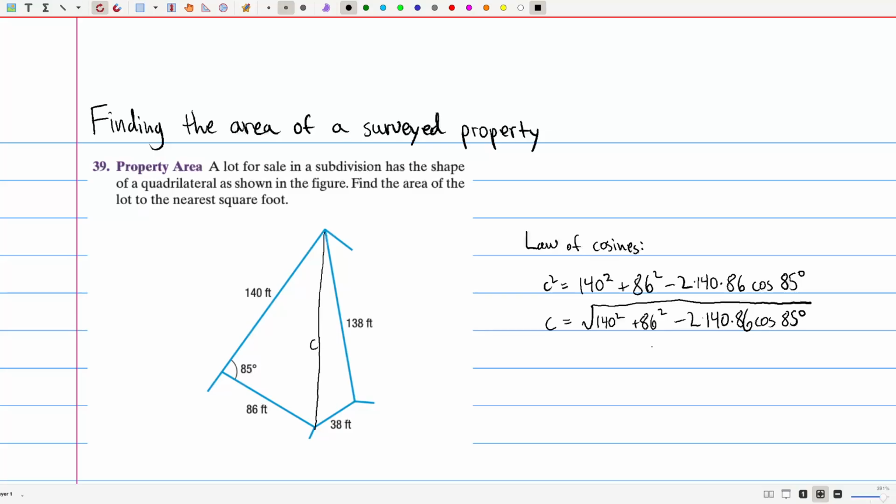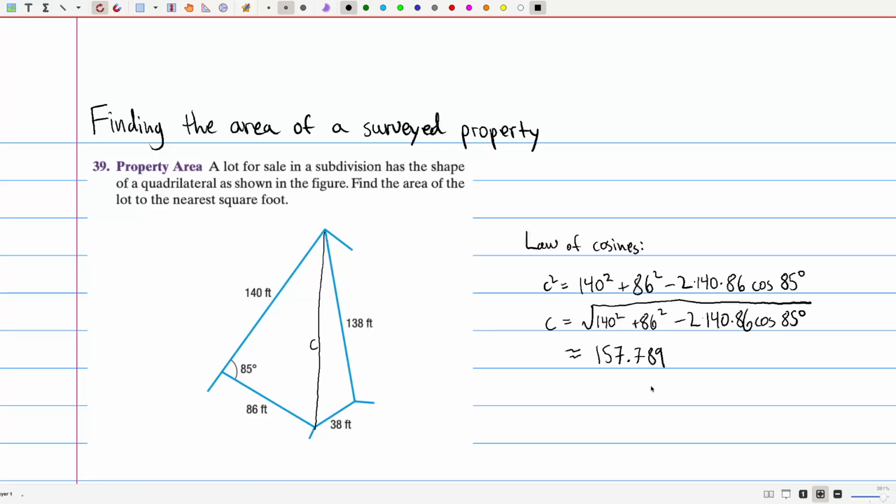Let's may as well punch it into a calculator. So, the square root of 140 squared plus 86 squared minus 2 times 140 times 86 times cosine of 85 degrees. We have to make sure to use degree mode rather than radian mode for this problem. That gives us about 157.789. I'm going out to multiple digits of precision to make sure that we're going to be able to round to the nearest foot in the end.